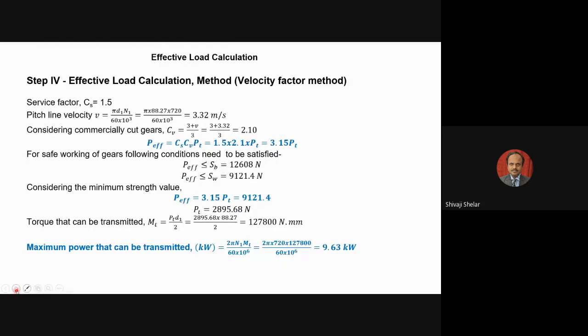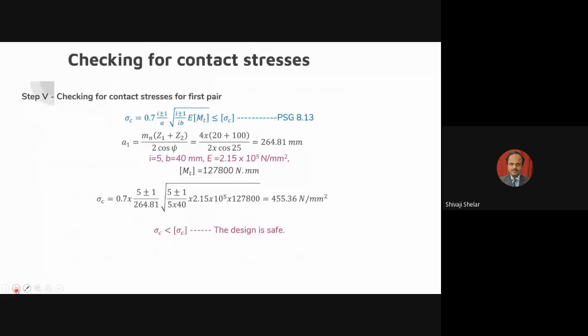After calculation for sigma C, we get this value as 455.36 Newton per millimeter square. So this is your induced value. The permissible value is 750. So the induced value is less than the permissible value. So the design or existing pair available can be considered for use. So it is safe against the contact stresses. Similarly, since you know the load value, you can check for dynamic load also further.